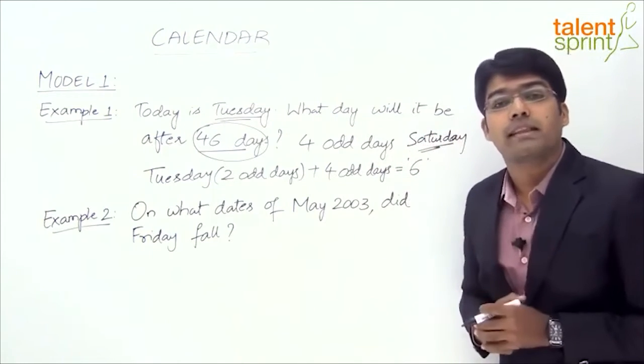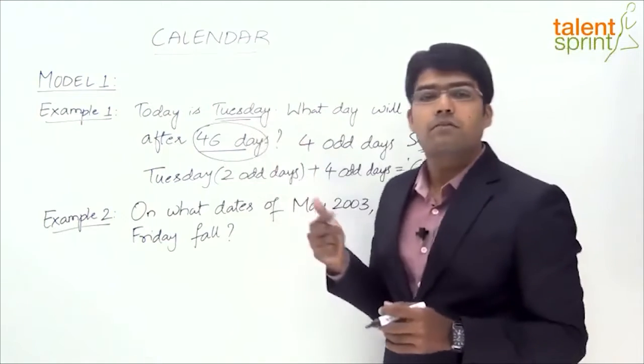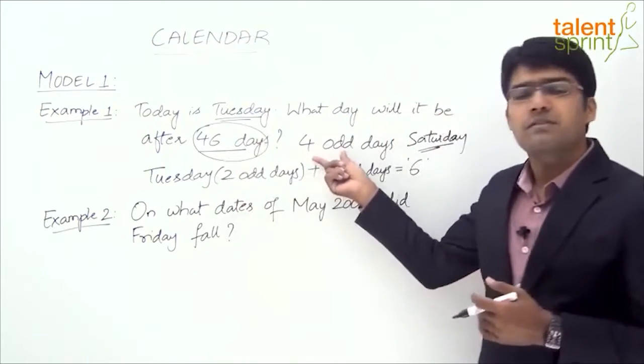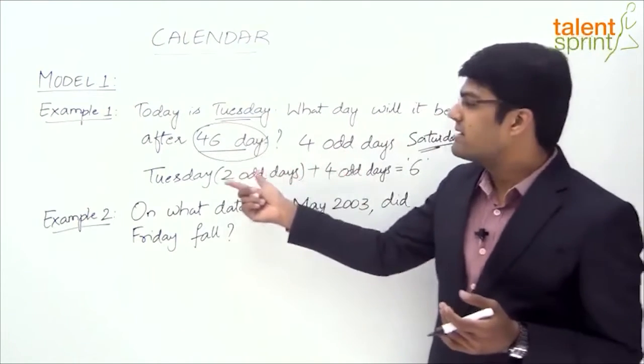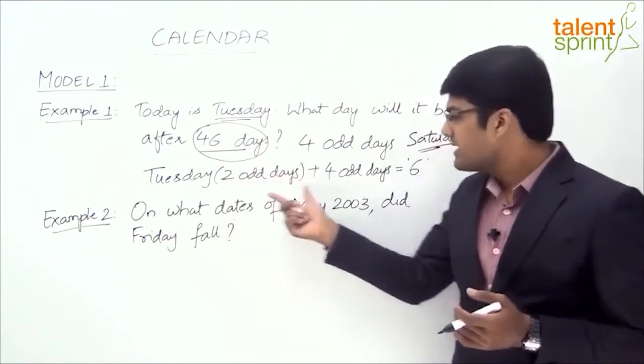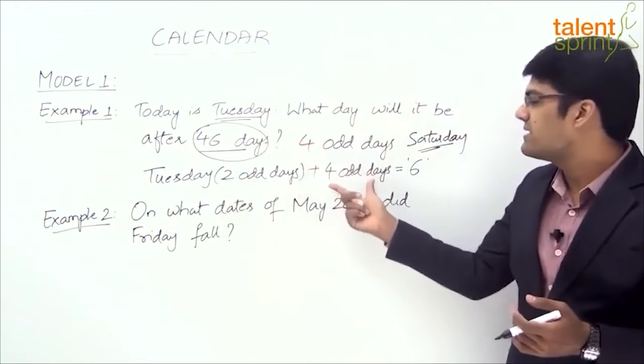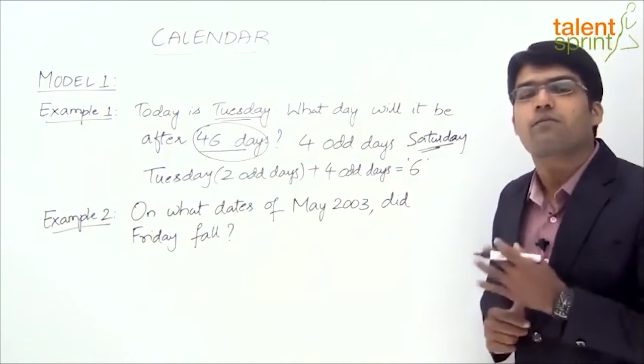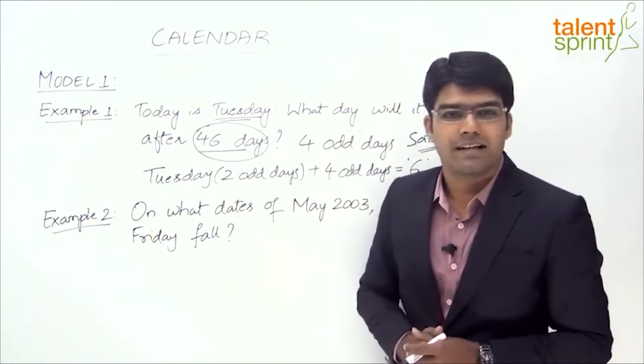So the most important point that we need to understand here is we are starting from a Tuesday. If we start from a Sunday, directly we can say that there will be 4 odd days, which means a Thursday. But since it is Tuesday, which is equal to 2 odd days, and the 4 odd days in this period of 46 days will give us a total of 6 odd days, and 6 odd days gives us a Saturday. So after 46 days it is going to be a Saturday.